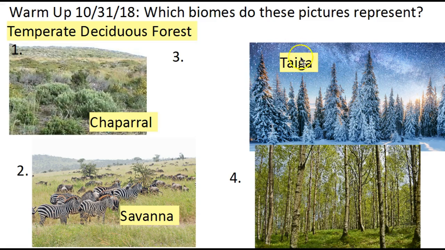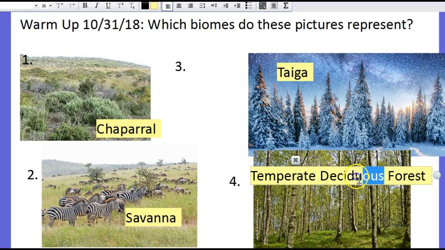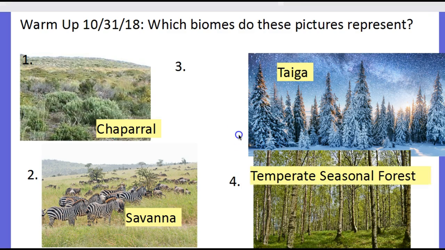So the taiga is found in northern latitudes like Canada. You can kind of start to see some of this in northern Wisconsin with the pine tree forests, and in Russia. And then number 4, temperate. You'll see this deciduous forest, or you might see it as seasonal forest, okay?